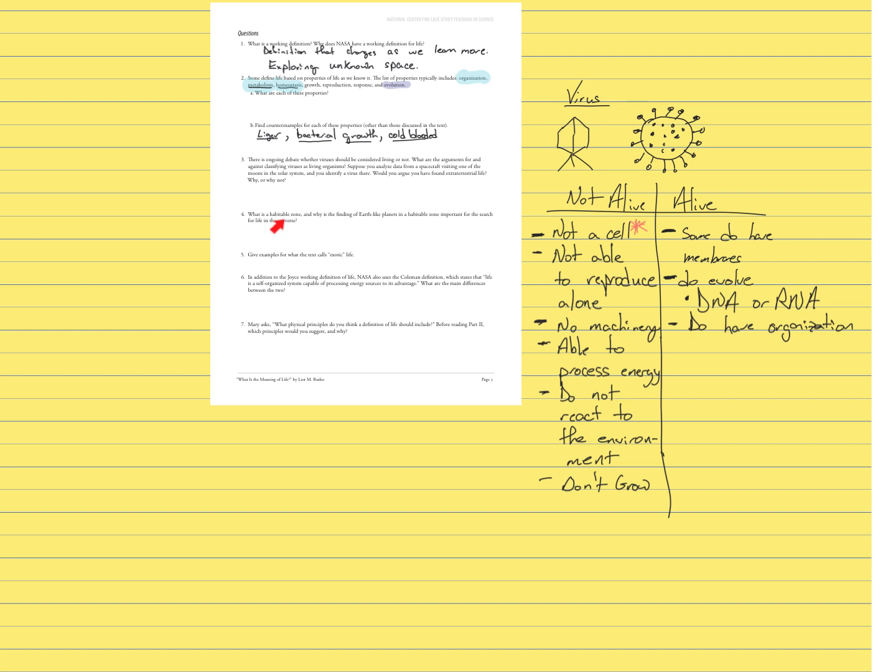What is a habitable zone, and why is the finding of Earth-like planets in a habitable zone important in the search for life in the universe? Well, the habitable zone is, again, that Goldilocks area: the distance from the sun, the amount of water on the planet. The distance from the sun is one of the key components, because if it's too close, it's going to be way too hot to sustain life as we know it. It has to be a certain distance from the sun.